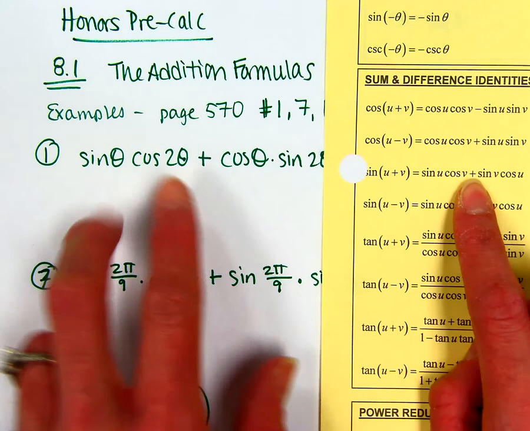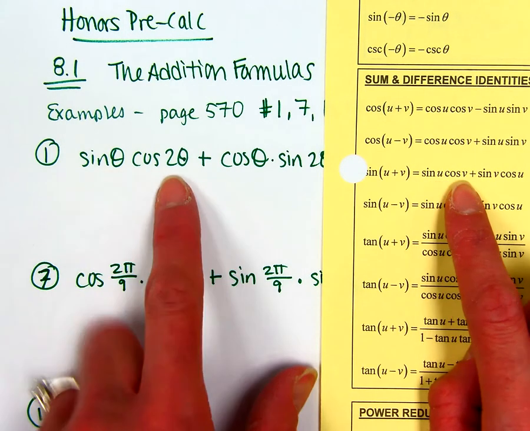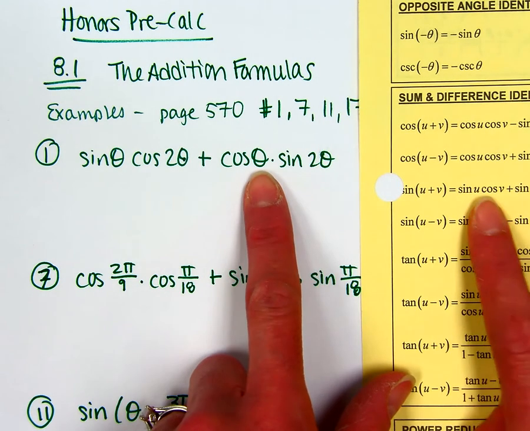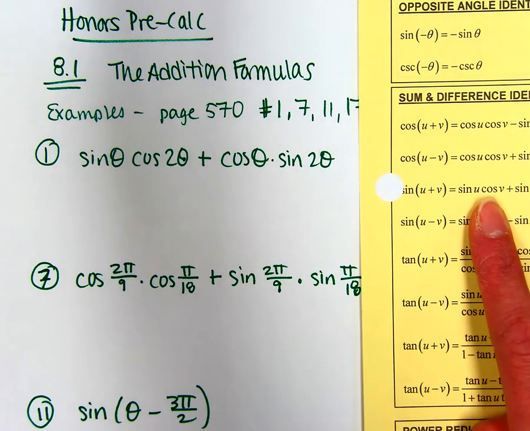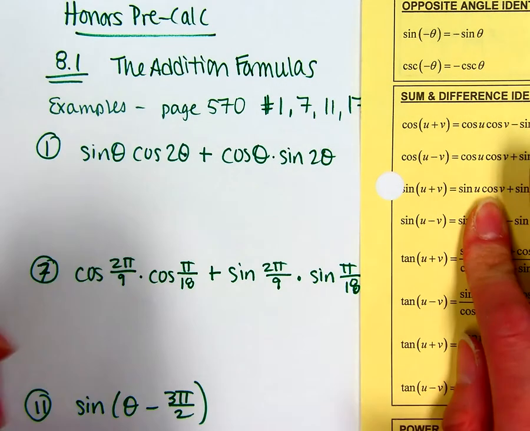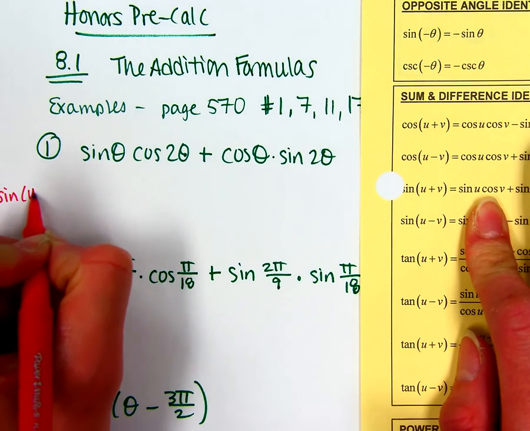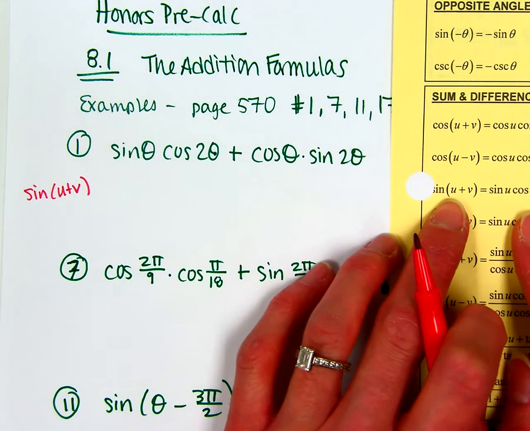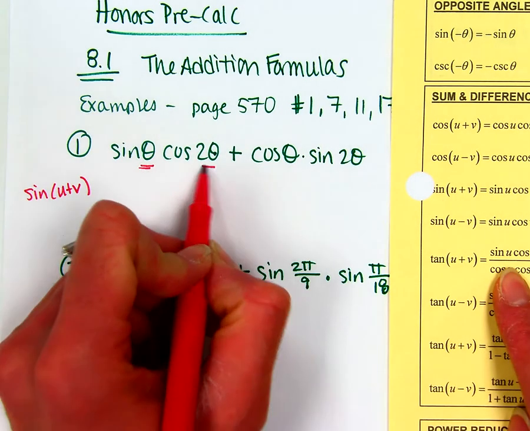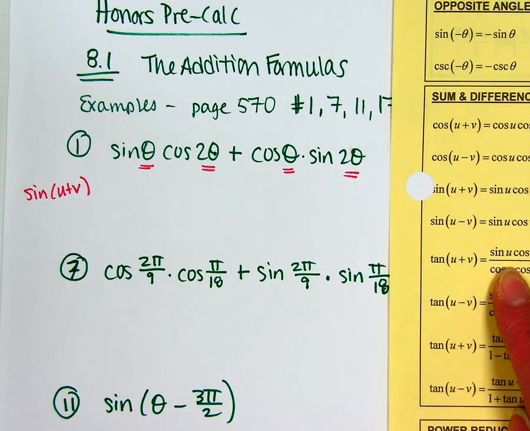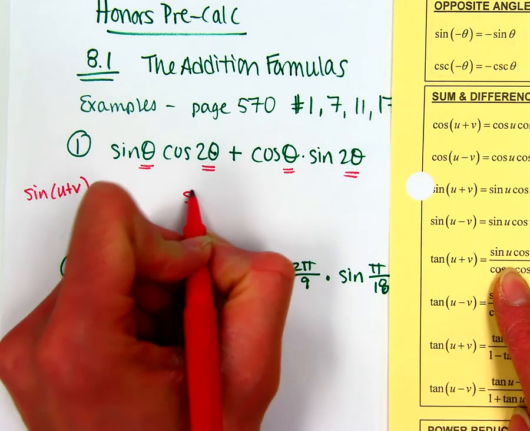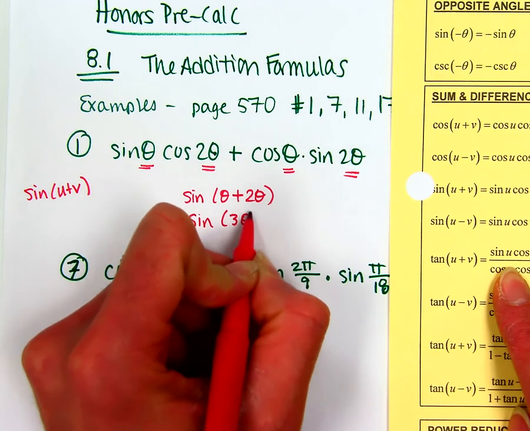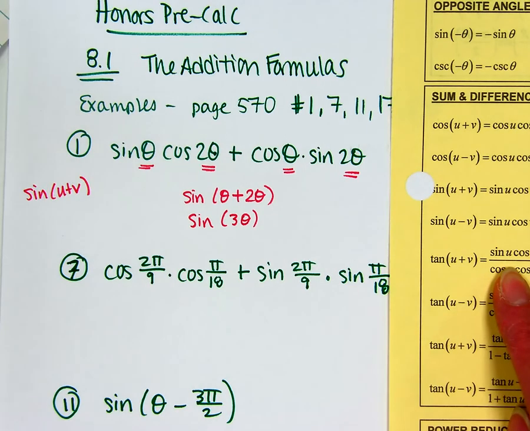The angles here: sine of the first angle times cosine of the second angle plus sine of the second angle times cosine of the first angle. So this matches up with the formula sine of u plus v. I'm just going to write this off to the side so we know where this came from. On our identity sheet it was sine of u plus v, but the angles here are theta and 2 theta. So this is going to be sine of theta plus 2 theta, which is sine of 3 theta. And now we've just condensed our first expression.